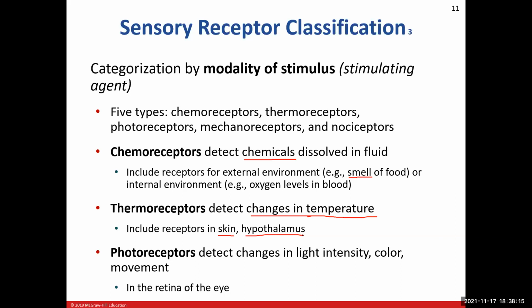All right, photoreceptors have to do with light, but there's 3 things that it monitors with light. One is the color, also the intensity, how bright or how dim, and then if there's any type of movement. And we find the photoreceptors in the neural layer of your eye, also known as the retina.